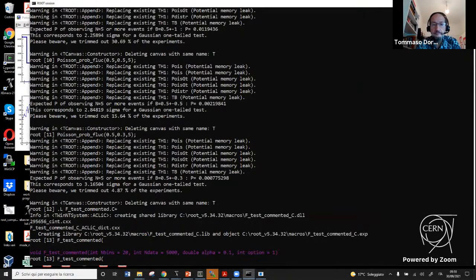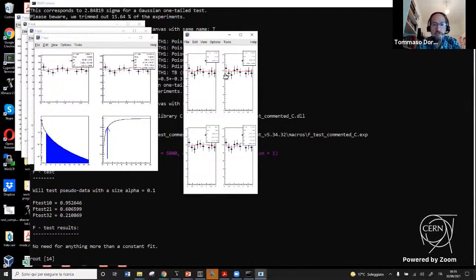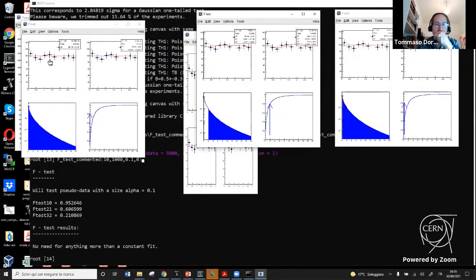So let's try it. Let's say that we have 10 bins and 1,000 events, and with a type 1 error rate of 0.1, we want to see what the test tells us for data that is generated with a constant distribution. So here you see the fit to a constant, to a linear, to a quadratic, and to a cubic for this set of data points. And you see the three tests in these three histograms, these three panels. So here you are comparing constant to line, line to quadratic, and quadratic to cubic.